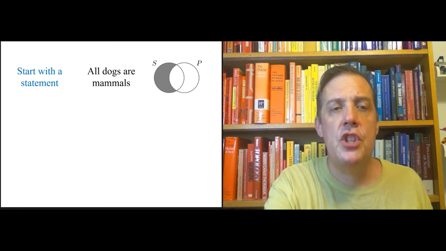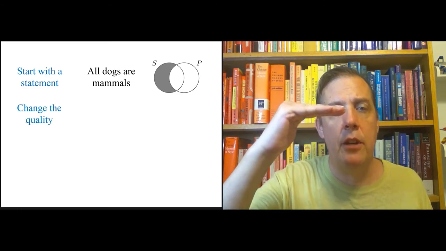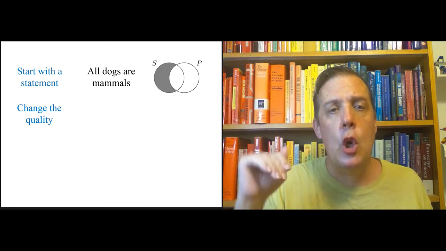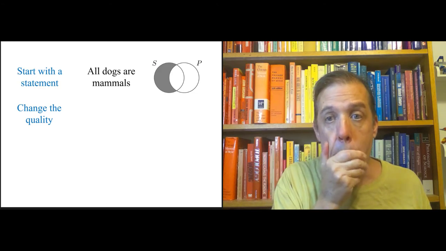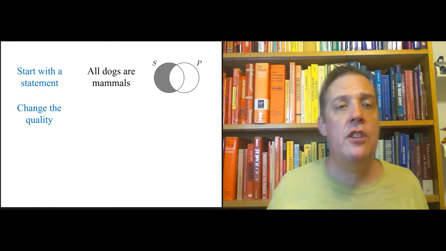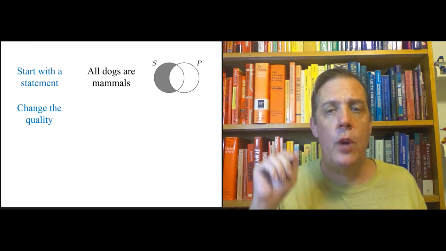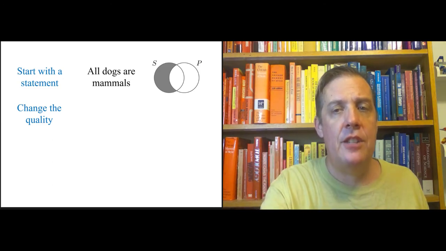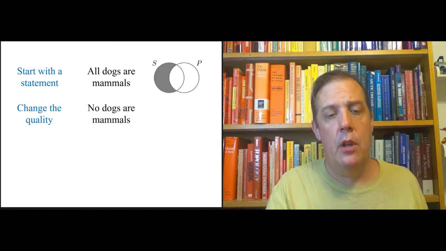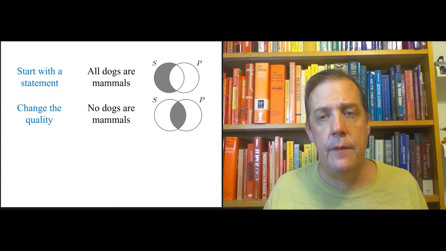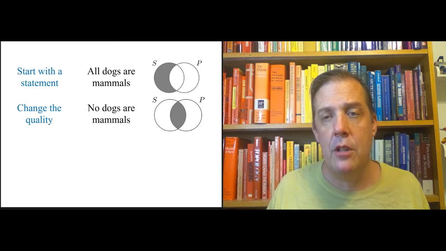Now, if you wanted to change the quality of the statement, remember, quality is whether it is affirmative or negative. Quantity is whether it is universal or particular. So if you're changing the quality, you are changing the affirmative to a negative. That means that the resulting statement is no dogs are mammals. That's represented with this Venn diagram. And now we've turned a true statement into a false statement.